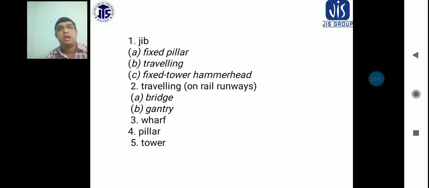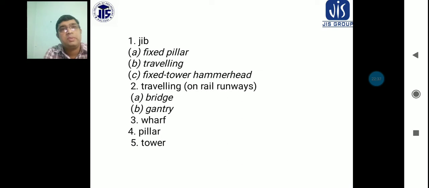Basically, different classifications of cranes are given here: the jib crane, the fixed pillar crane and the traveling crane will be considered. The jib crane is used for loading and unloading heavy types of materials, for transfer in vertical and horizontal directions, and for the movement and rolling of these materials.